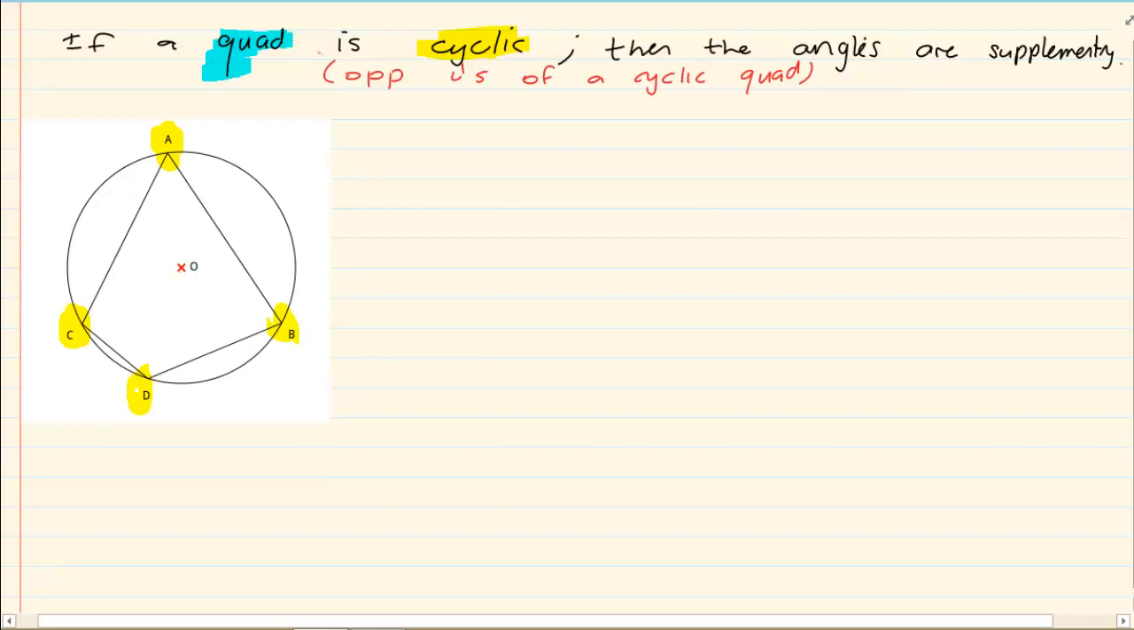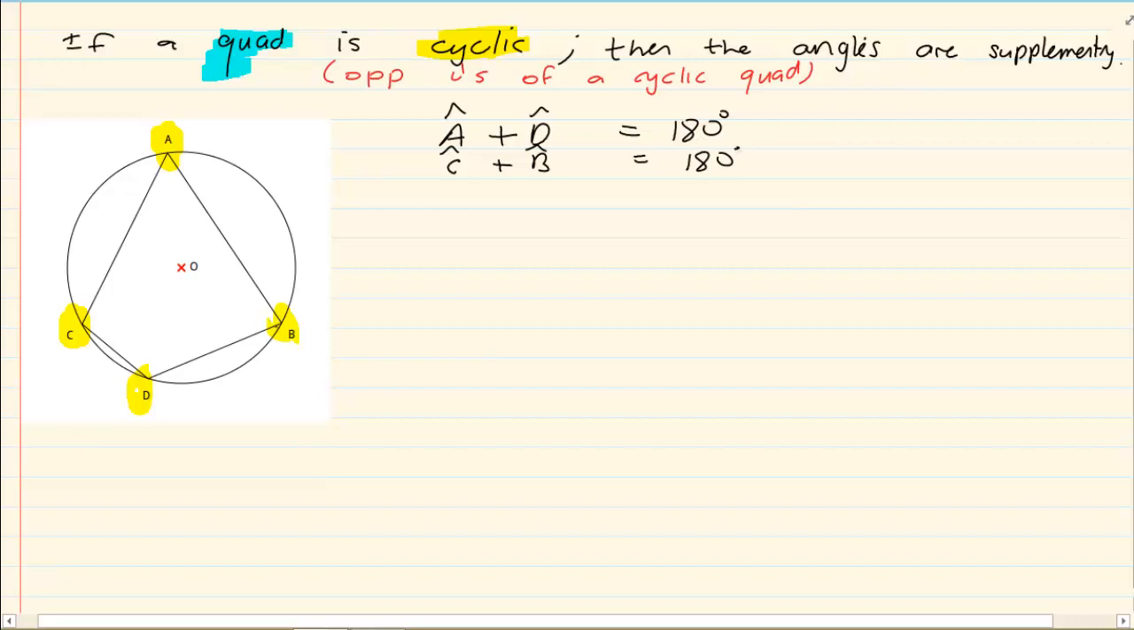Now it says that if a quad is cyclic, so in other words the four-sided figure is inside the circle and touching the circle, then the angles are supplementary. Supplementary means 180 degrees. So what they say is angle A plus angle D, the opposite angles of a cyclic quad, is equal to 180 degrees. Likewise, angle C plus B is equal to 180 degrees.